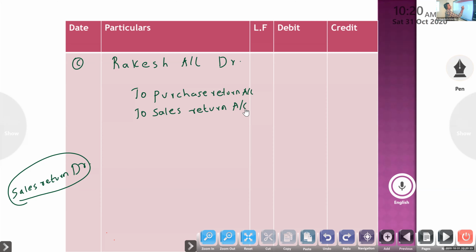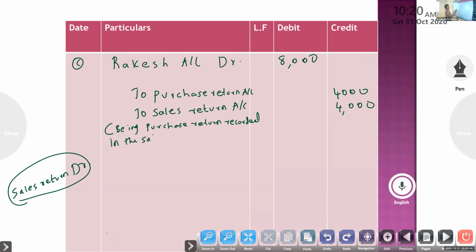Entry will be 4,000, 4,000, 8,000. Being purchase return recorded in the sales return. Now rectified. Debit, credit, credit, debit. Then only double effect.